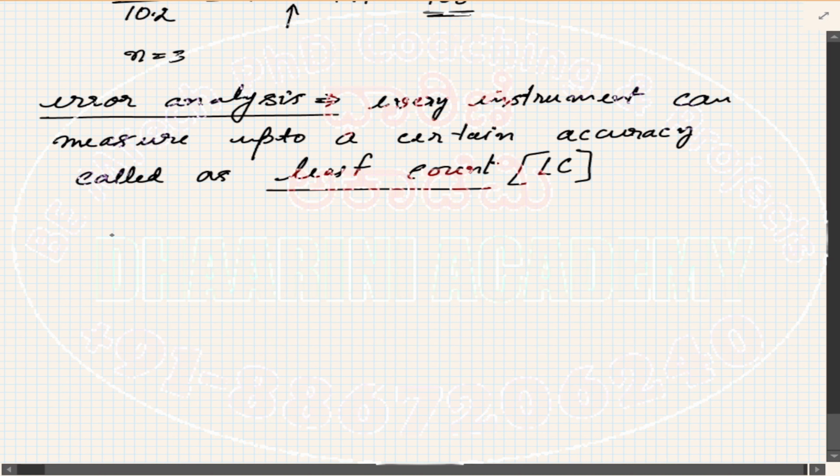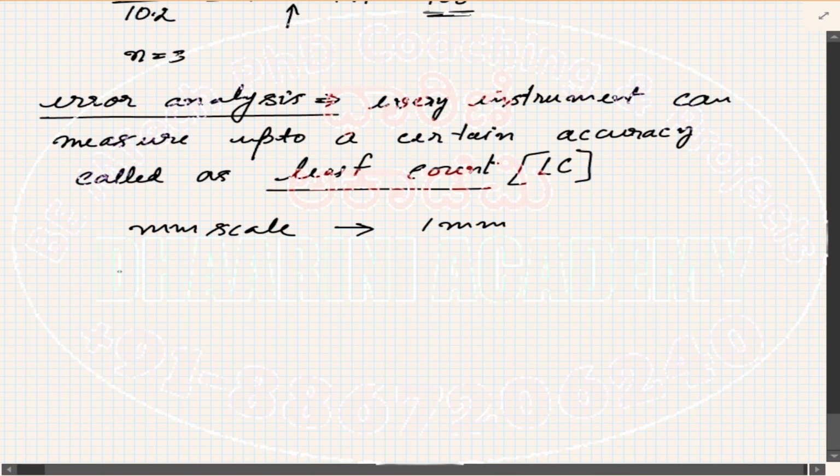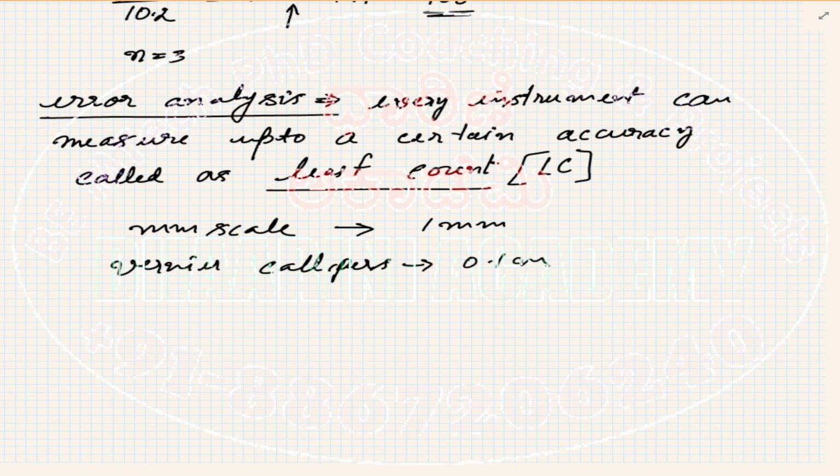Maybe let's say we are using a normal scale. Normal scale could be using millimeters. What is the least count? Least count is 1 mm, because you cannot calculate a value lesser than that, right? You cannot measure it. So if you use, say, vernier calipers, what is the minimum distance that you can measure? Minimum size is 0.1 mm.